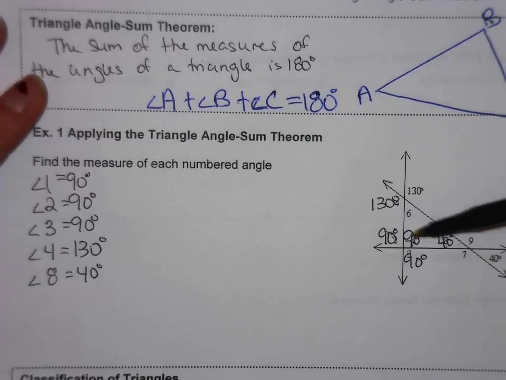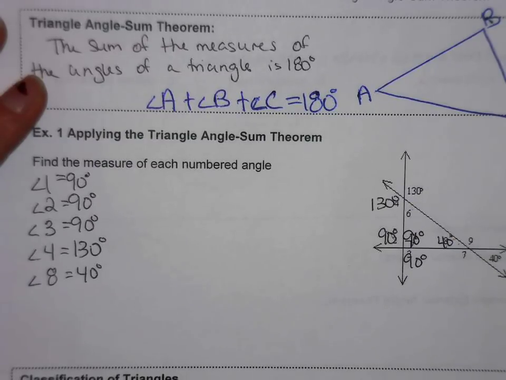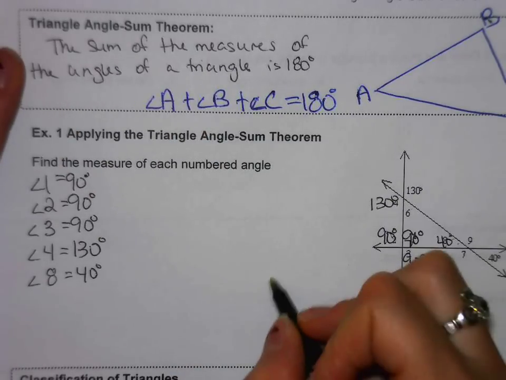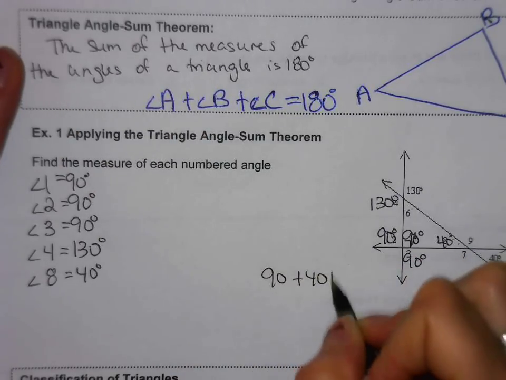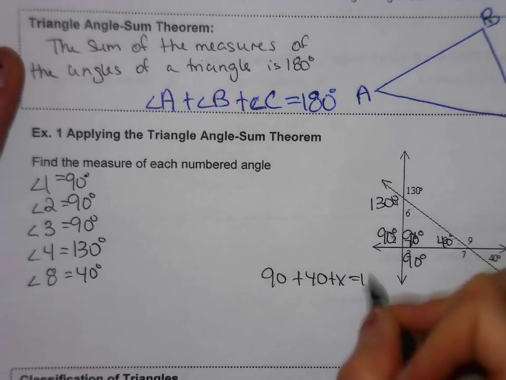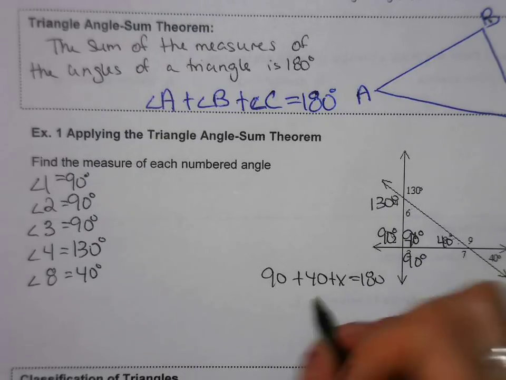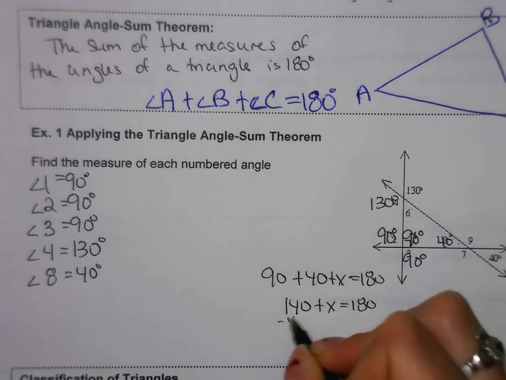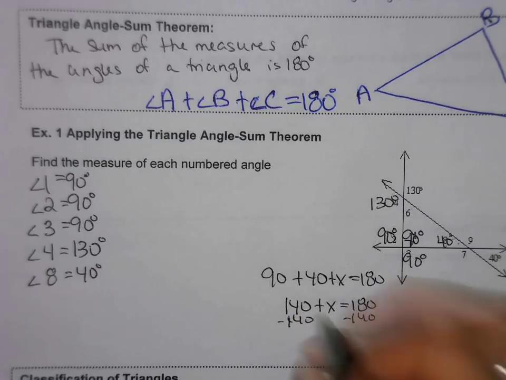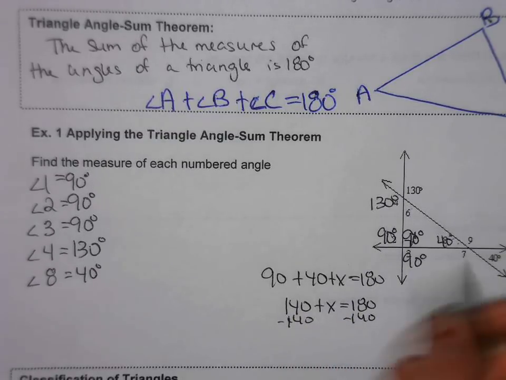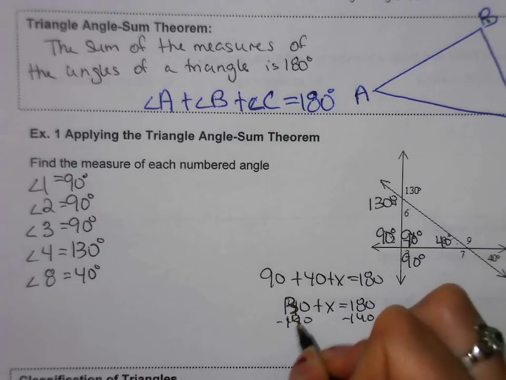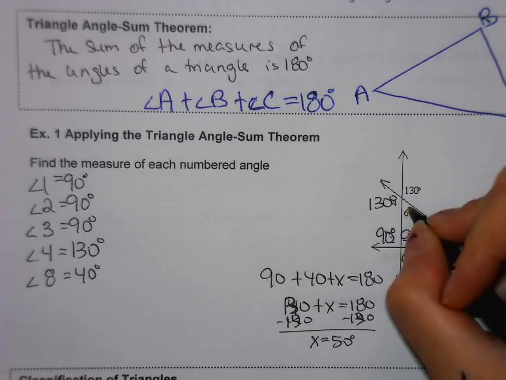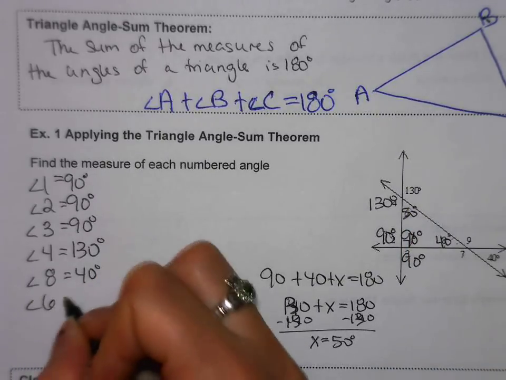Inside we have a triangle. We have an angle that's 90 degrees, 40 degrees, and one that's missing. Based on this theorem, we know that the 3 angles have to add to be 180. So we have 90 plus 40 plus our unknown value for 6, and that has to be 180. 90 plus 40 is 130. So when we subtract 130 from both sides, x is going to equal 50 degrees. So angle 6 is 50 degrees.